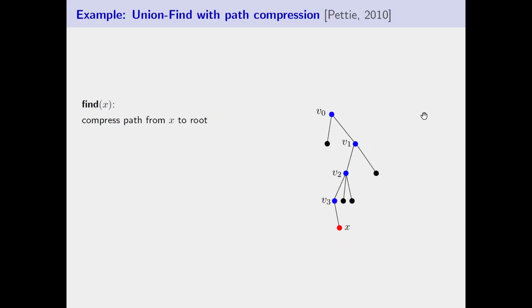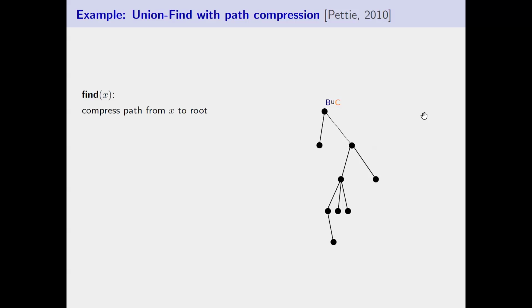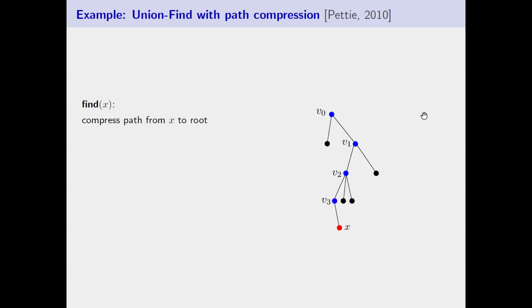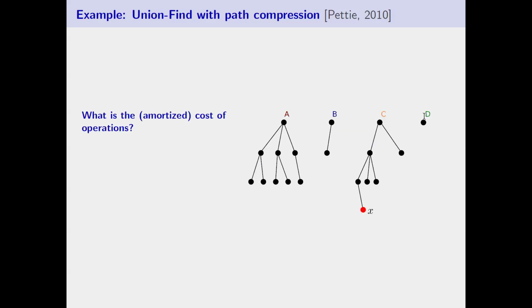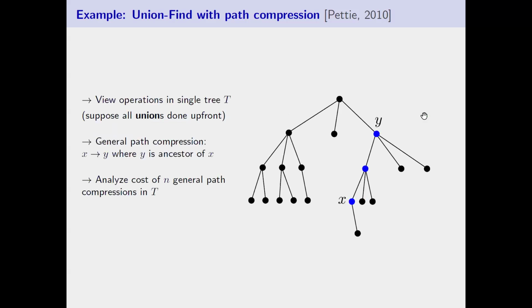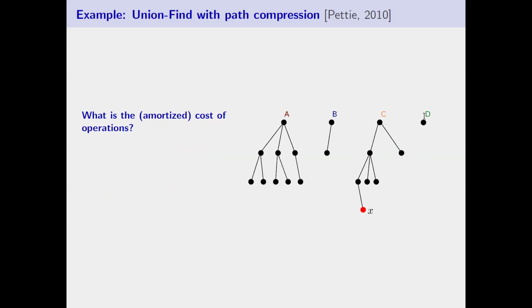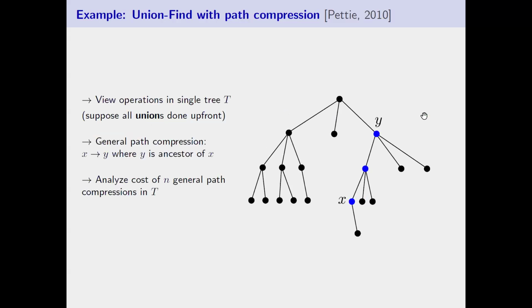Okay, and finding X, you just walk up from X to the root, but you also don't want this path to remain long, so you also compress the path. So if you walk up from X to the root, then all the nodes which you meet on this path, you link directly under the root. Okay, so you kind of flatten the tree while you do this, so that the finds become cheaper afterwards. Okay, and the question is, what is the cost of this? If you have a long sequence of operations, what is the amortized cost, or what is the total cost of all these operations? Okay, and there was a classical analysis of this, but here is a simple analysis.